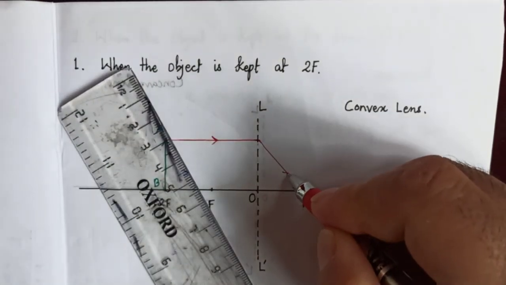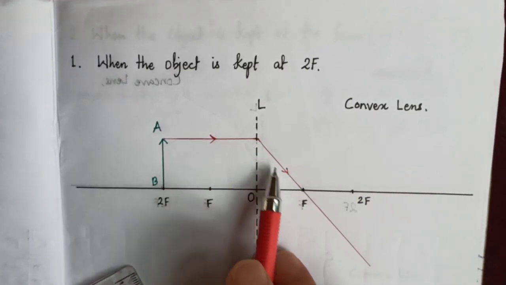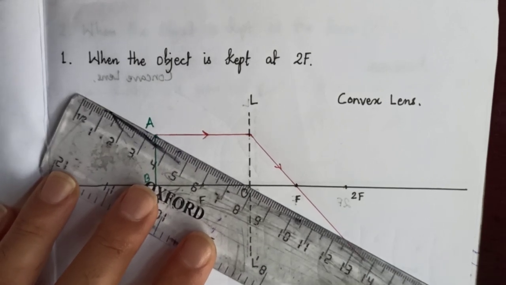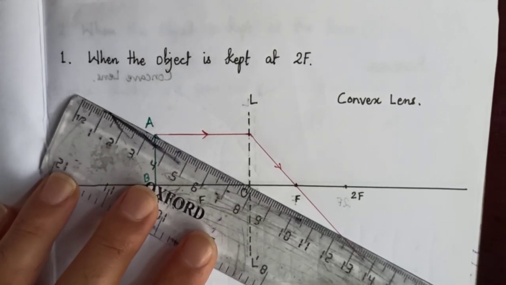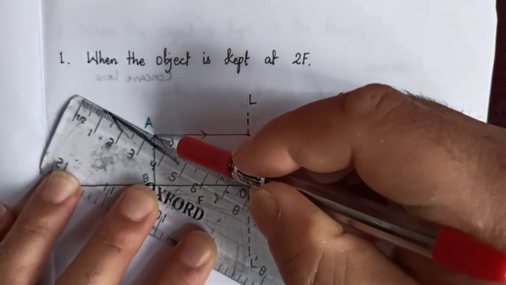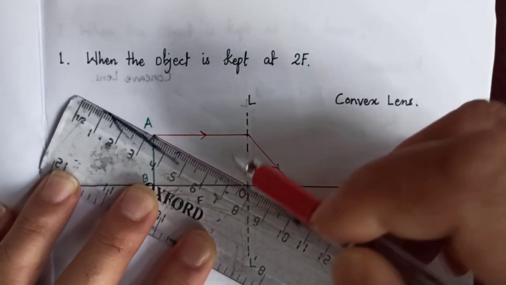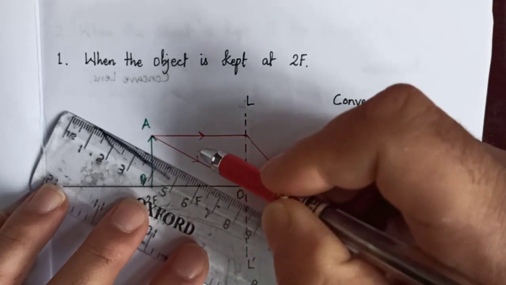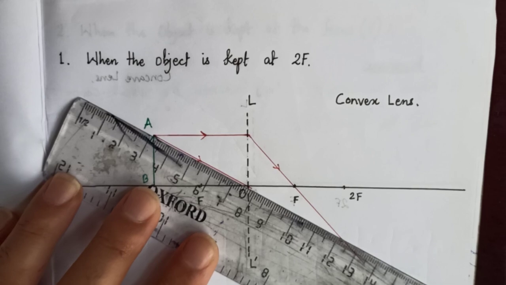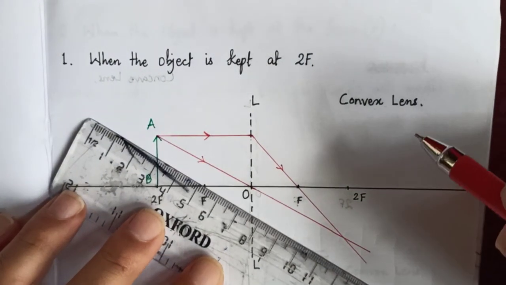This ray gets refracted like this. As a convex lens is a converging lens, this ray of light is converged like this. Another ray of light we take from the same point, and this ray of light is taken like this. It passes through the optical center, and you know, when a ray of light passes through the optical center, it passes undeviated, goes straight like this.